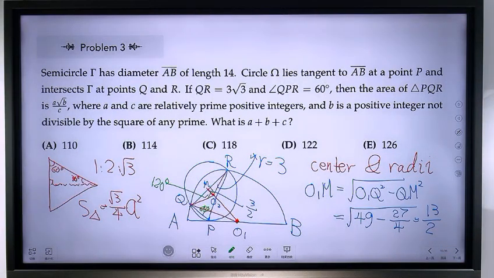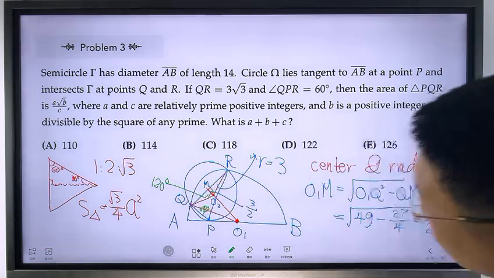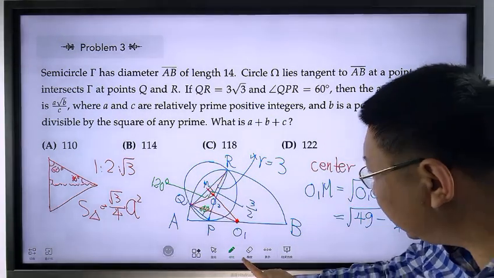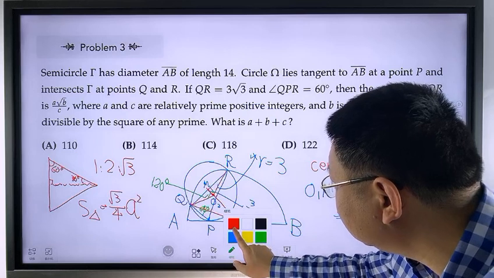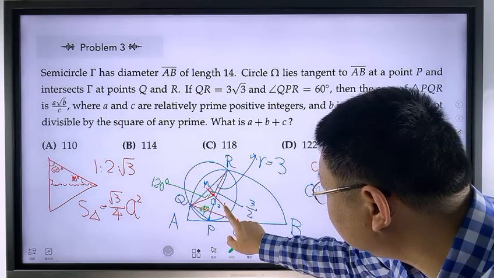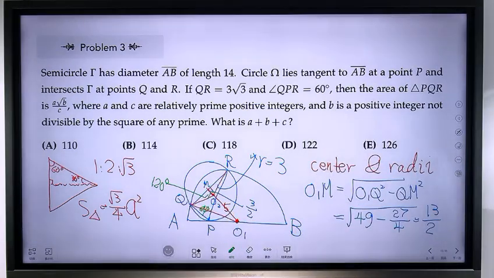So this is 3. This is 13 over 2. Okay, so this is 13 over 2, and this is 3 over 2. Then what you can claim is that this line segment here is 5. Okay, so once you claim here is 5, then do we have anything? It seems that we are still not enough yet, right?